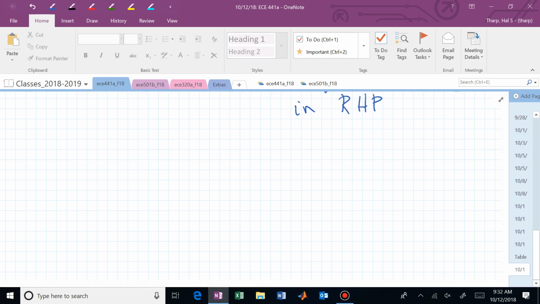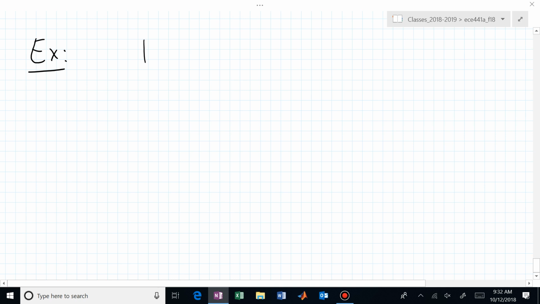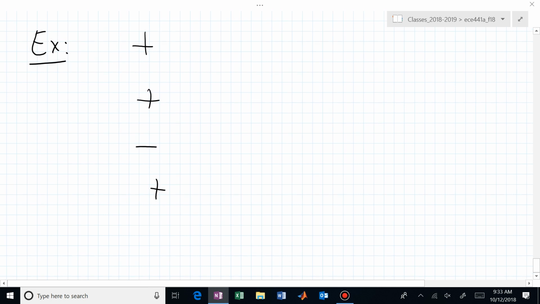So let's look at an example of what I mean by sign changes of the left column entry. Suppose that the top row has an entry in the left column that's positive. The second row has an entry that's positive. The third row is negative. The fourth row is positive. So this is representing the signs of the left column elements.